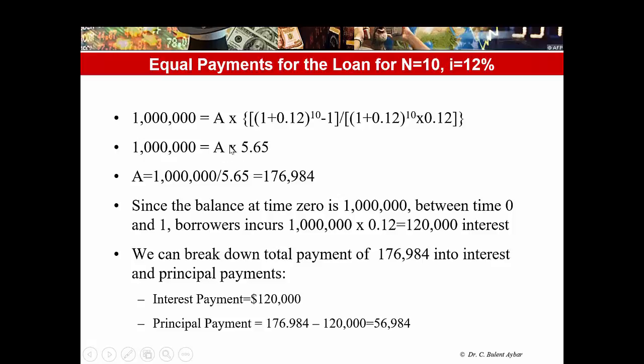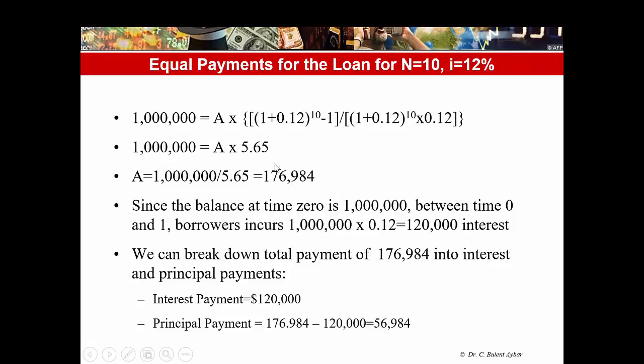So the annuity, that is the amount of payments that are going to be made, times this factor should be equal to 1 million. If we solve this for A, the annuity, we get 1 million divided by 5.65, where the annuity itself is $176,984. So this means that the borrower is going to make 10 payments, each $176,984.